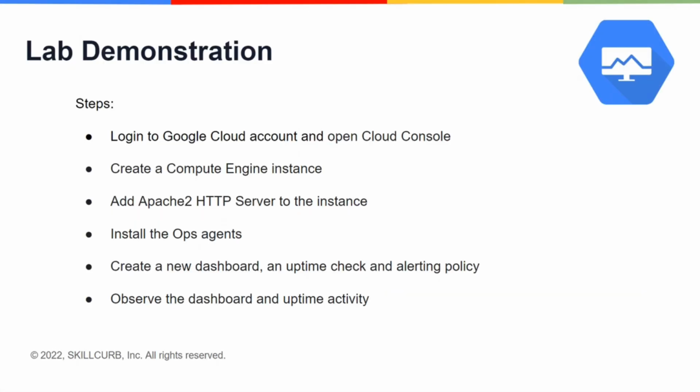The steps that will follow in this lab are as follows. First, log into your Google Cloud account and open Cloud Console. Create a Compute Engine instance and then add an Apache 2 HTTP server to the instance. Then install the Ops agents, create a new dashboard, an uptime check, and an alerting policy. And in the end, observe the dashboard and the uptime activity.